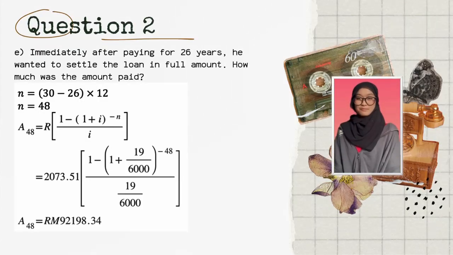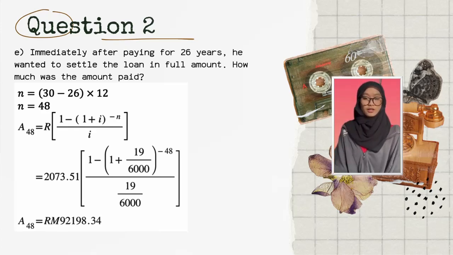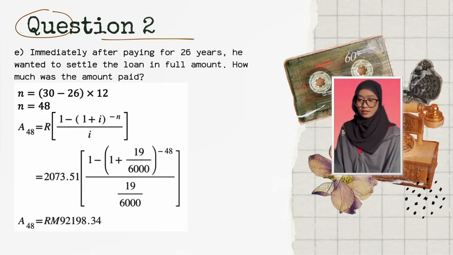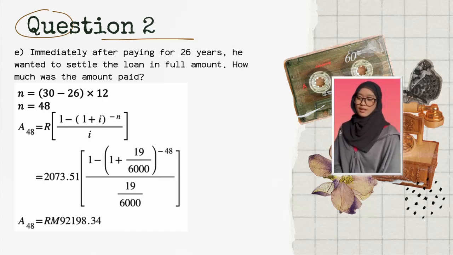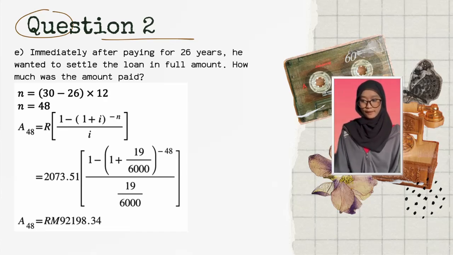Question 2. Immediately after paying for 26 years, he wanted to settle the loan in full amount. How much was the amount paid? N equals 30 minus 26, times 12. N is 48 monthly payments. For this question, we use A equals R [1 minus (1 plus i) to the power of negative n] over i.